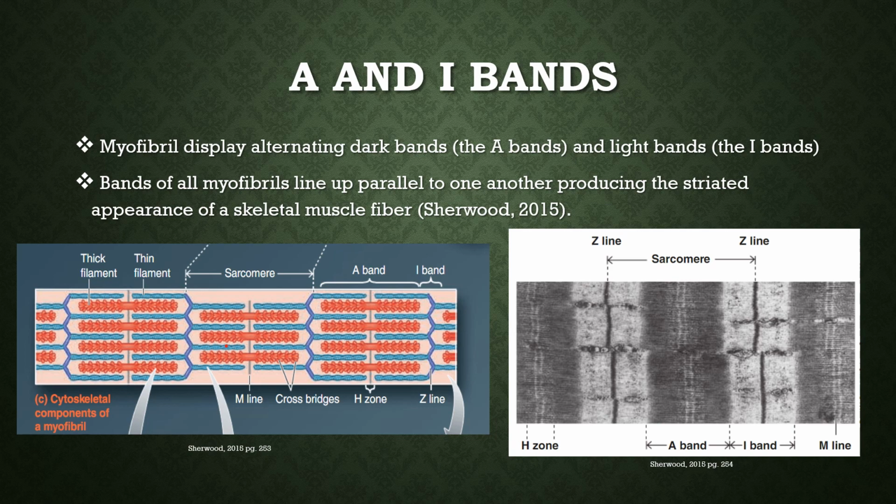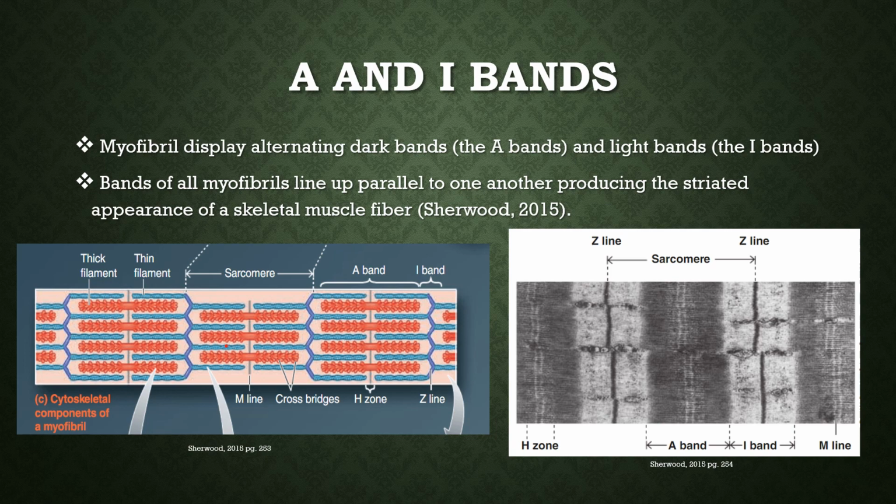Now let's talk about the M line. The M line is where supporting proteins that hold the thick filaments together vertically within each stack can be seen. The M line extends vertically down the middle of the A band within the center of the H zone.